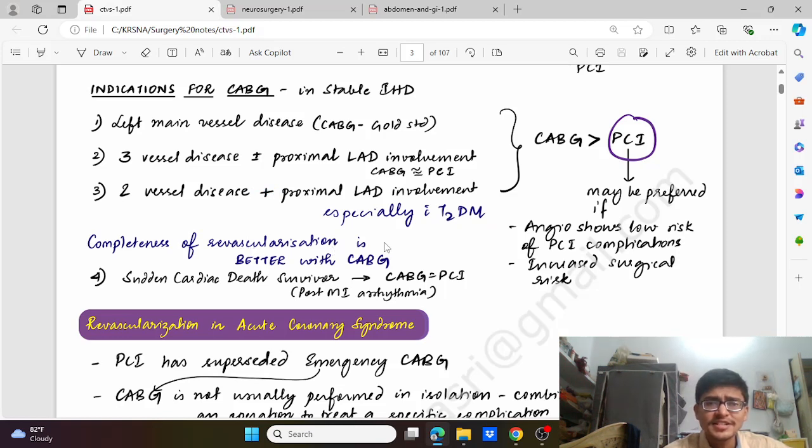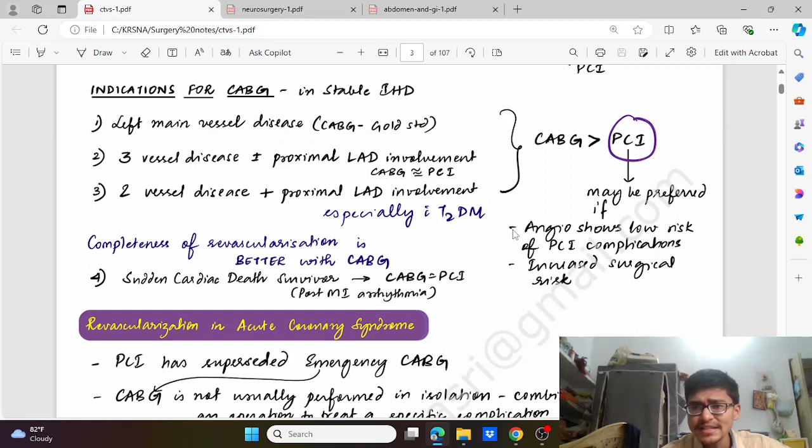completeness of the revascularization is better with CABG. Then sudden cardiac death survivor with post-MI arrhythmia. In the three vessel disease with proximal LAD involvement and the sudden cardiac death, CABG is equivalent to PCI.